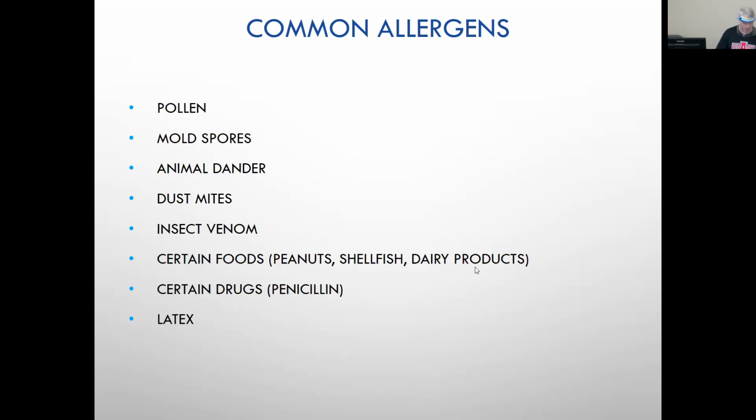So these are all of our mediators of type 1 hypersensitivity. No, these are the antigens. Sorry, these are not the mediators. Sorry, got ahead of myself. These are the allergens. Pollen, mold. I think we mentioned all of these, right? Animal dander, dust mites. We didn't talk about insect venom. Nobody was allergic to bee stings, wasp stings.